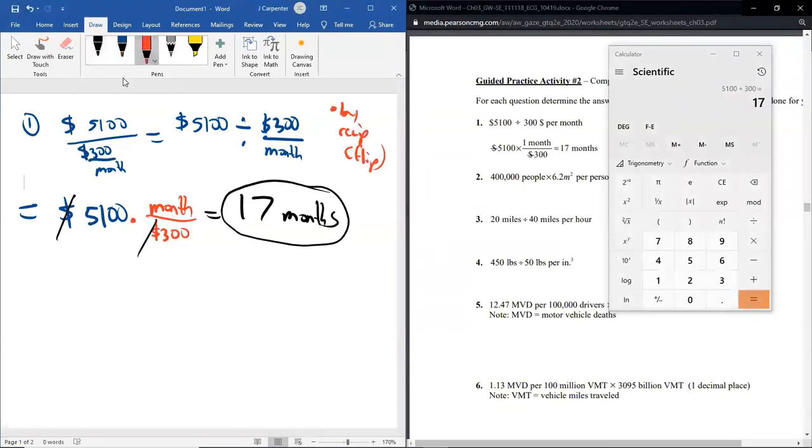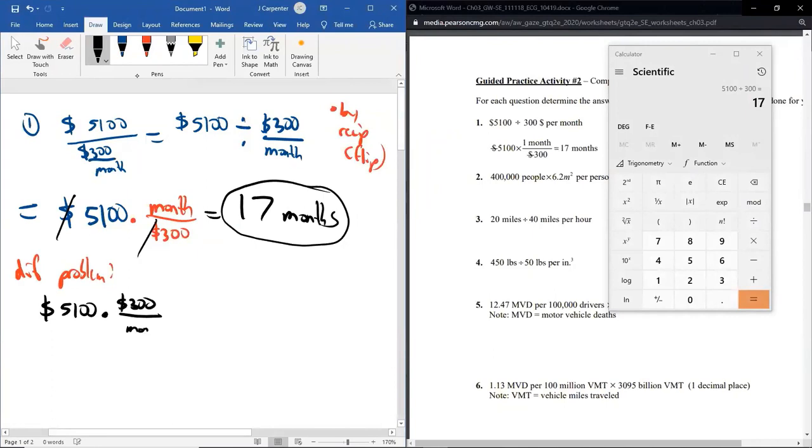So I'm not going to say this is an alternate to number one. Let's just say this is a different problem. Let's say instead of this being a division, what if it was a multiplication? What if it was $5,100 times $300 per month? What would this problem give us as an answer? Would it make any sense? Could it actually be relative to something in this world?